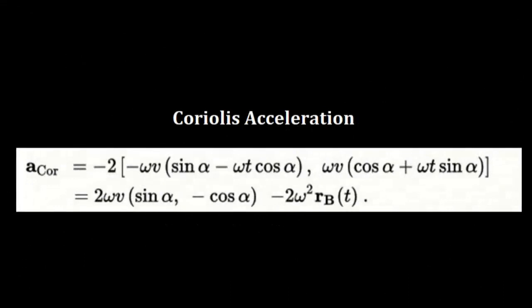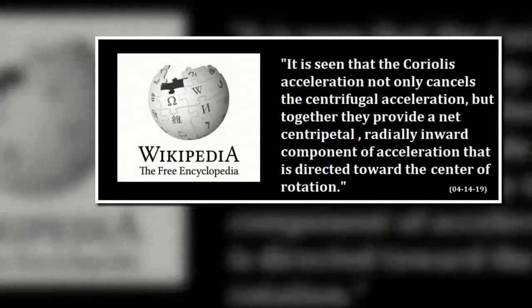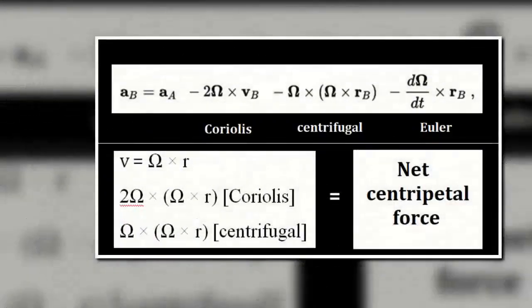The Wikipedia article then makes this pertinent conclusion. "It is seen that the Coriolis acceleration not only cancels the centrifugal acceleration, but together they provide a net centripetal, radially inward component of acceleration that is directed toward the center of rotation." We see then that the Coriolis force is so strong that it counteracts the centrifugal force and creates a centripetal, inward force on the revolving object.